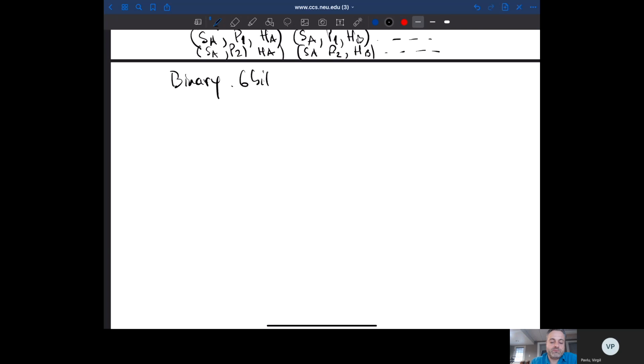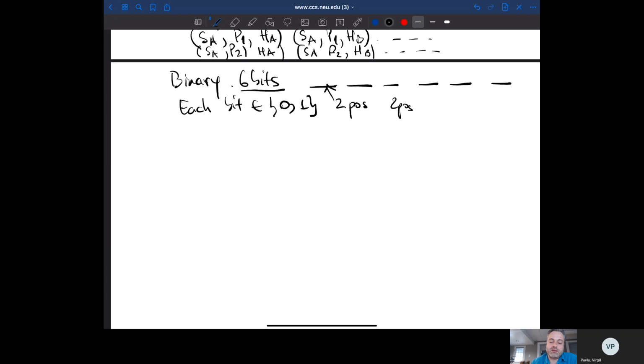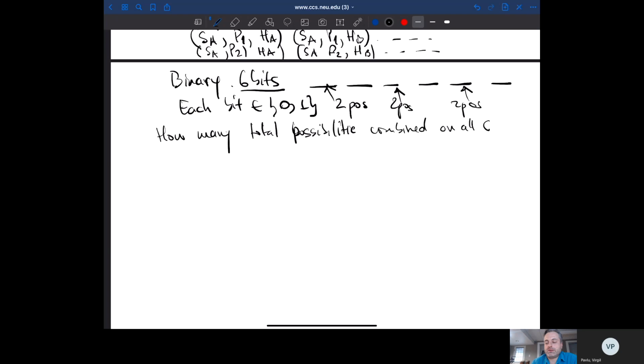Say I have 6 bits. That's given. Here are the bits 1, 2, 3, 4, 5, 6. Each bit could be, of course, in binary 0 or 1. So that is 2 possibilities for the first bit, and then 2 possibilities for every bit. So how many total possibilities combined on all 6 bits?